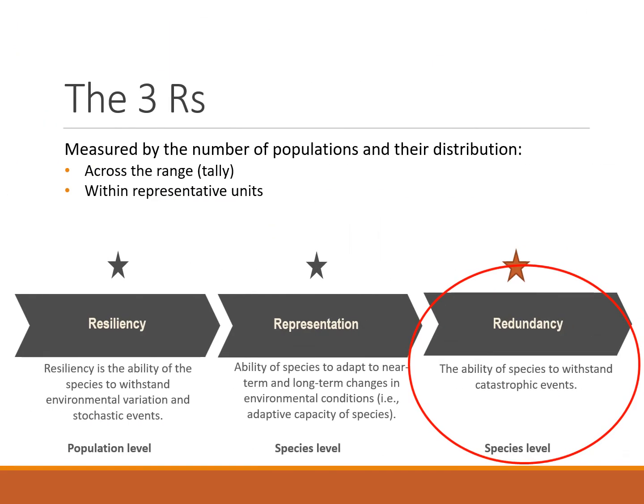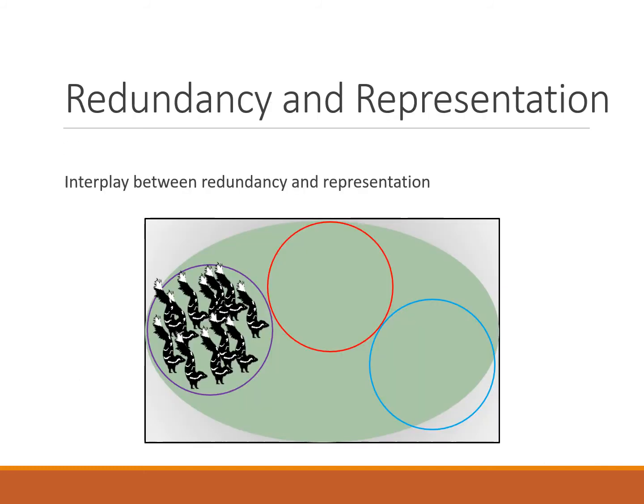Moving on to redundancy. Redundancy is also measured at the species level, and it's the ability of the species to withstand catastrophic events. So this is measured by the number of populations and their distribution throughout their range, and also within representative units. So there's a lot of interplay between redundancy and representation when we're conducting our SSA analyses.